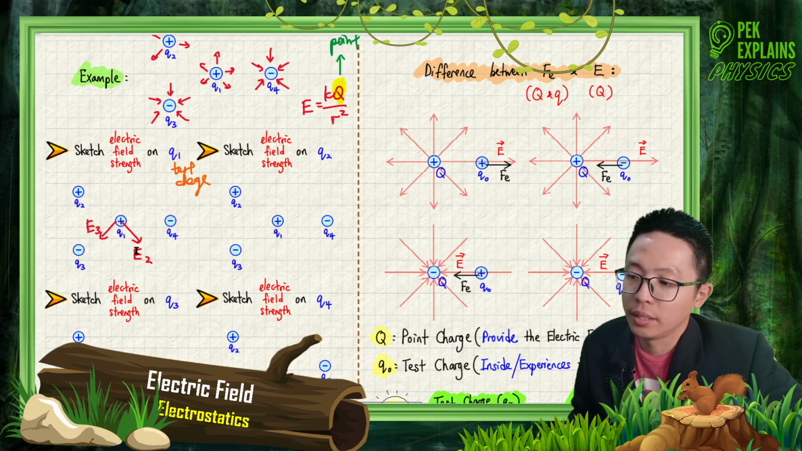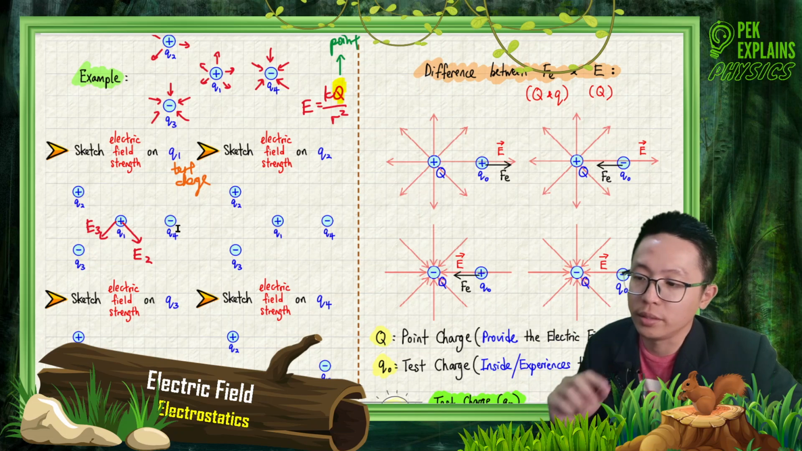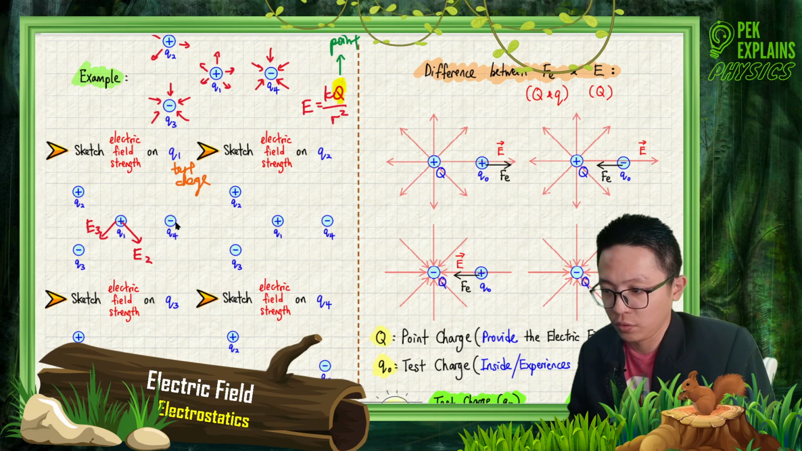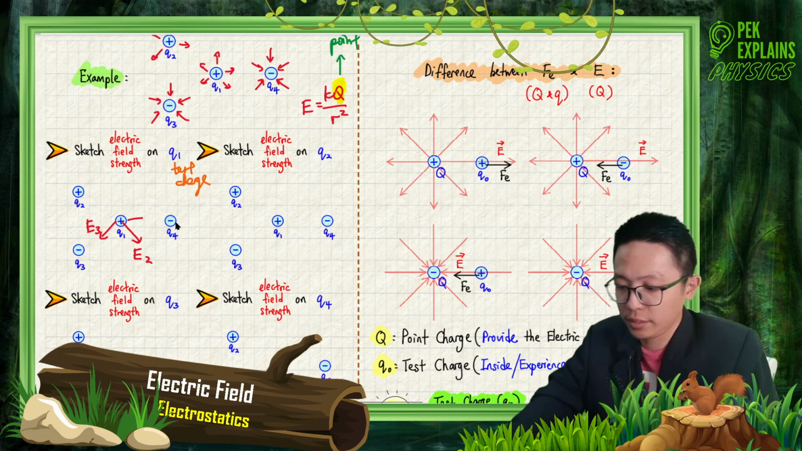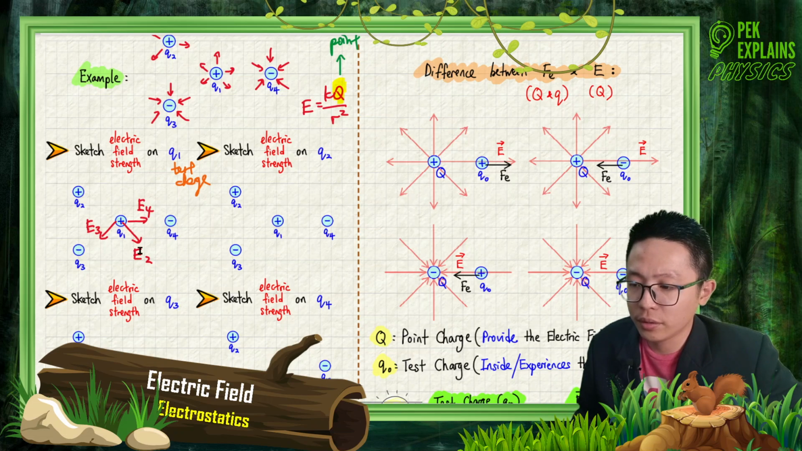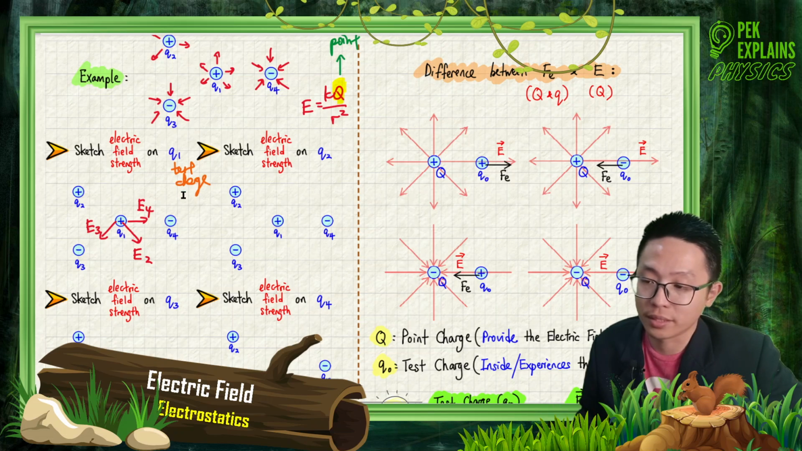Okay, E3. And then Q4 is inward, so E4 is towards Q4. So this is E4. Do you see that? When I draw E2, E3, E4, I only look at the point charge. I don't look at the test charge. Q1 is the test charge.